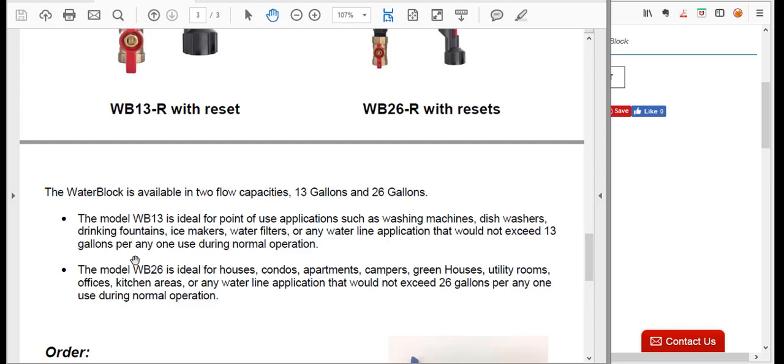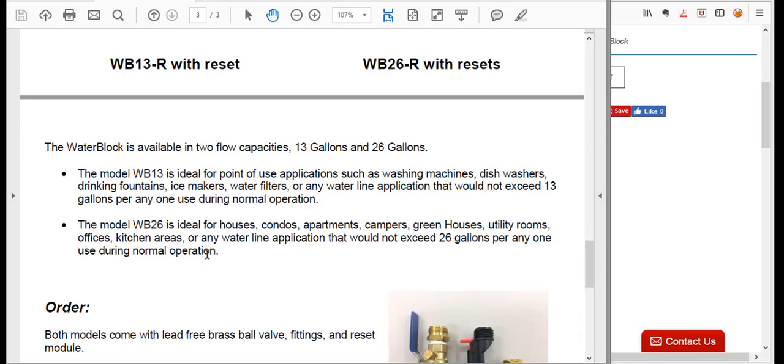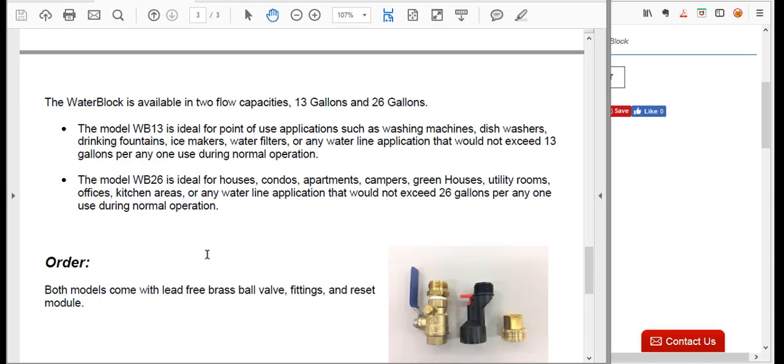The model WB26 is ideal for houses, condos, apartments, campers, greenhouses, utility rooms, offices, kitchenettes, or any waterline application that would not exceed 26 gallons per any one use during normal operation.